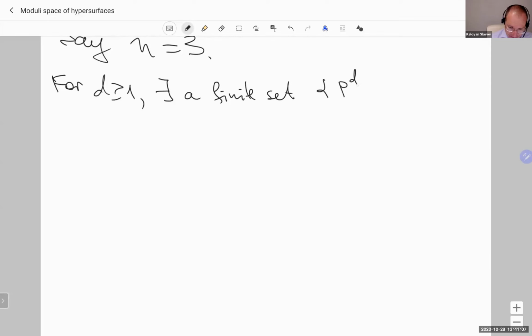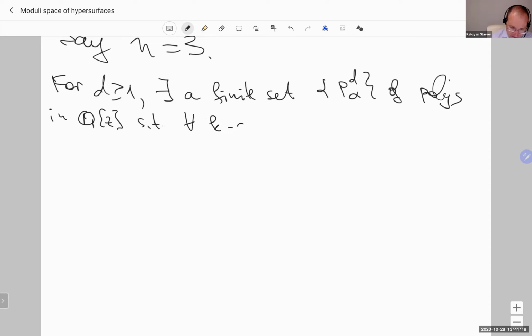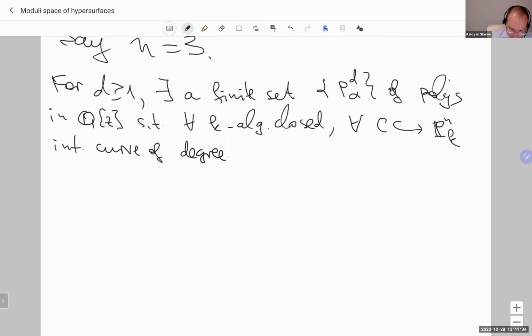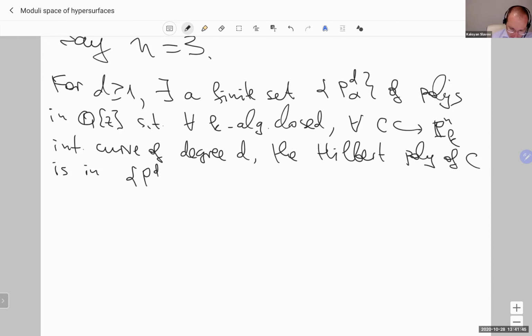Let's call them PD alpha, polynomials in Q of z with rational coefficients, such that for any algebraically closed field k, and for any integral curve C inside Pn over k of degree d, the Hilbert polynomial of C is in the collection PD alpha.